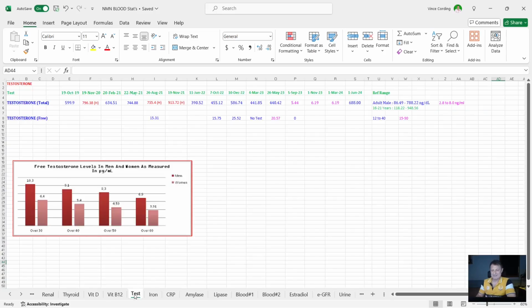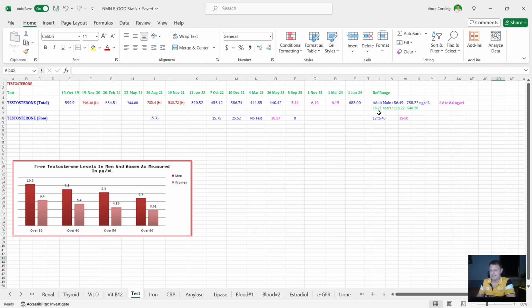Moving on to testosterone, you can see here mine is 688. For an adult male, it should be between 86 and 788, which I think, in my humble opinion, is far too wide a bracket. There should be more segments in that, depending on what your age is.